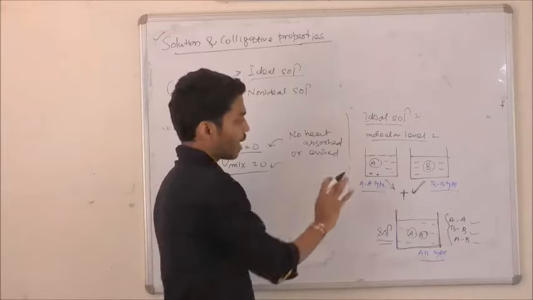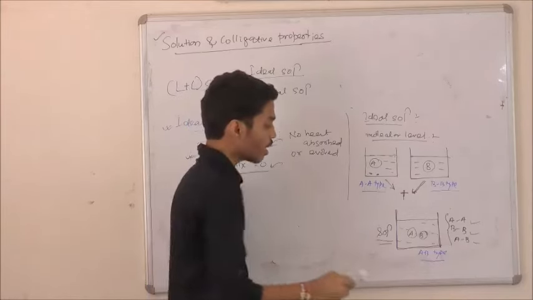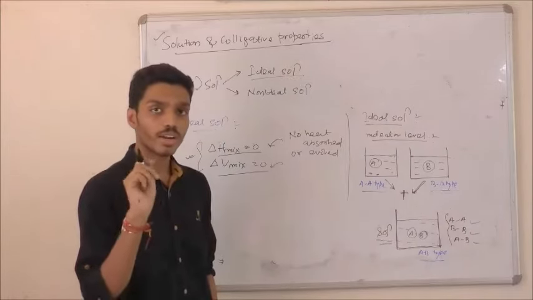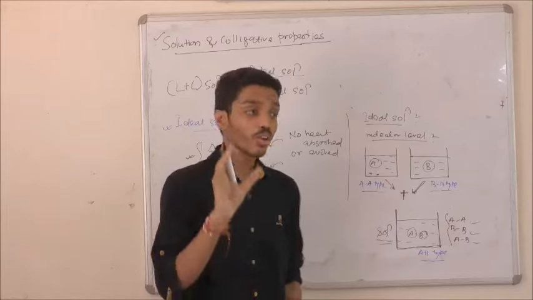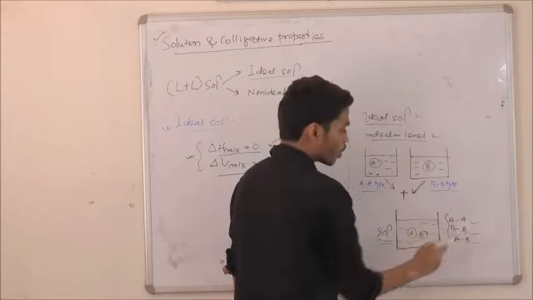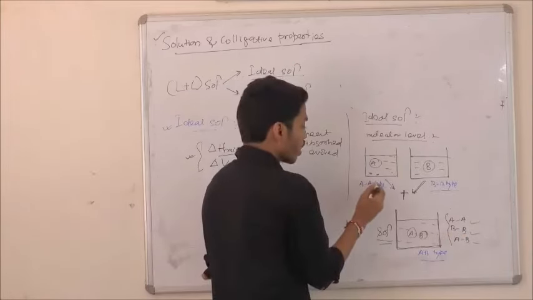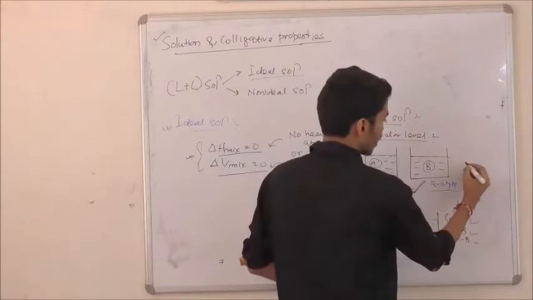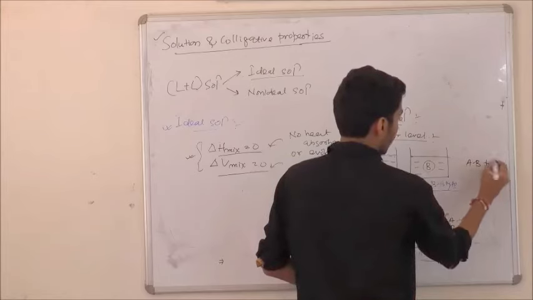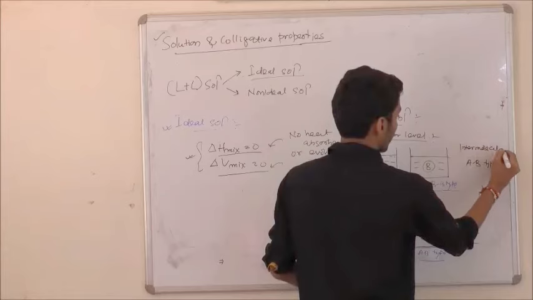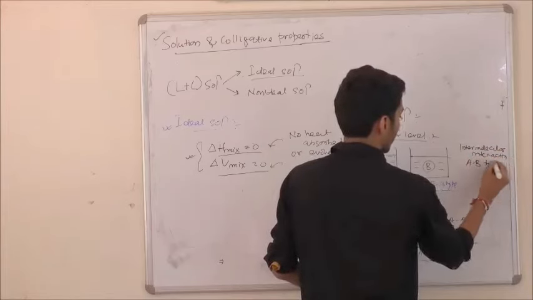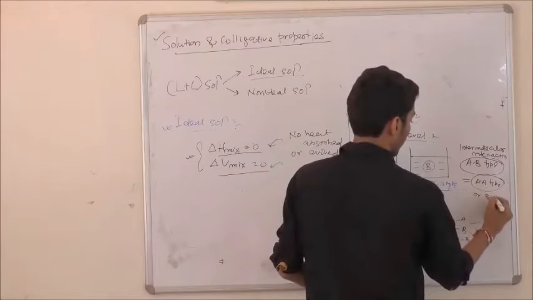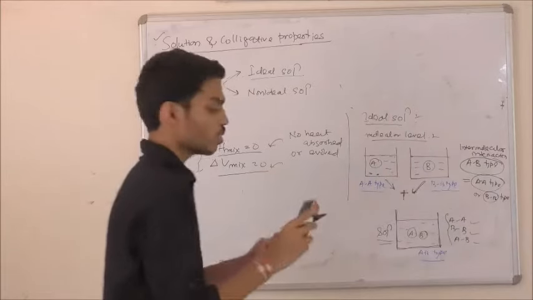And I said that a solution can be called an ideal solution if the intermolecular interaction of AB type is the same as AA type or BB type. And while saying intermolecular interaction, it means the force of attraction. So if the force of attraction between one A molecule and one B molecule is the same as the force of attraction between two A molecules or two B molecules, then it is called an ideal solution. So we can write here: the intermolecular interaction in AB type is the same as AA type or BB type. Okay, so that is called an ideal solution.